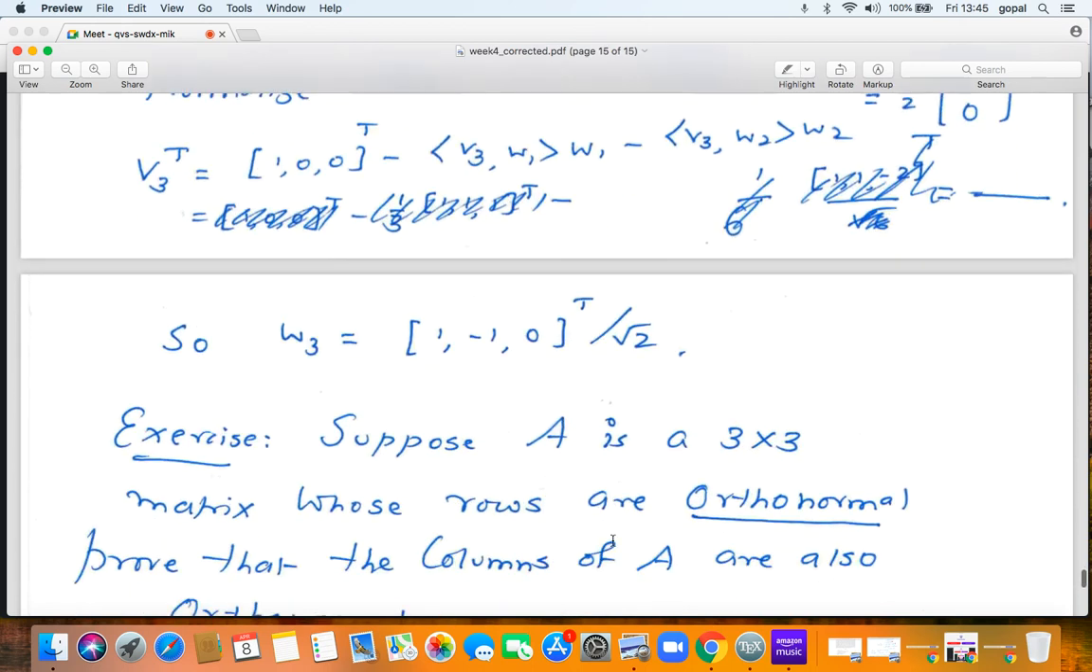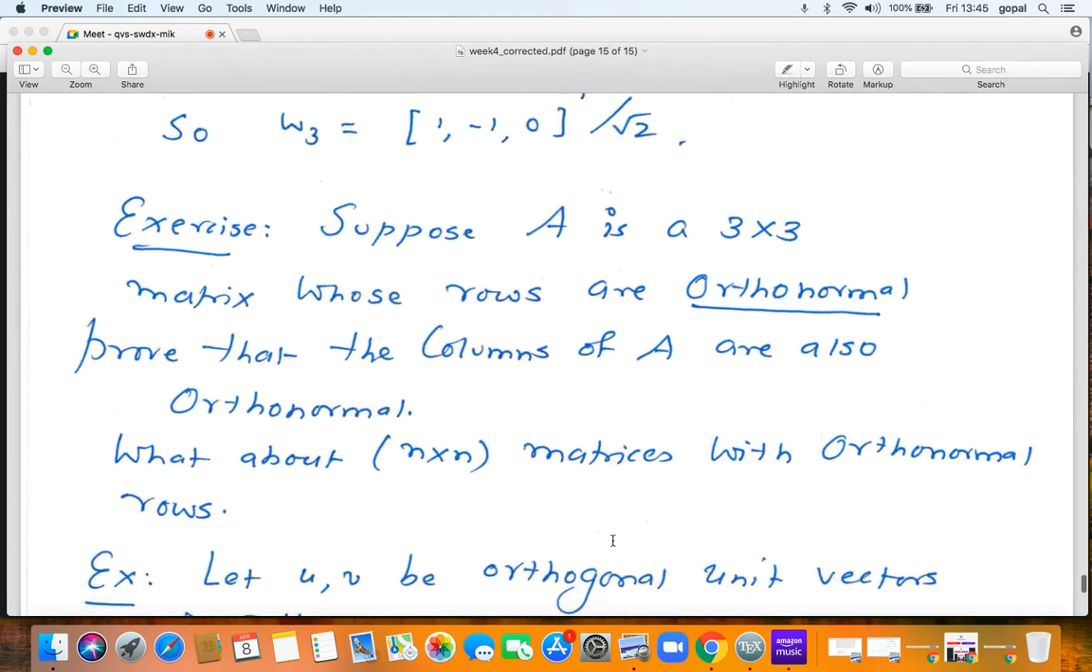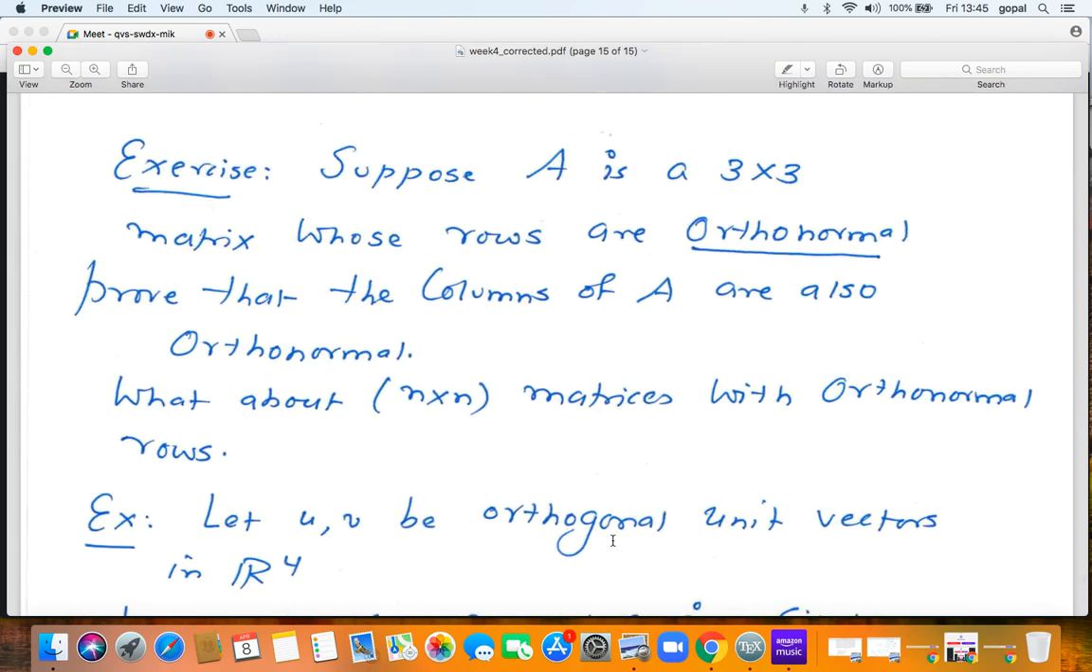Okay. Now, here is an exercise for you. Suppose A is a 3 cross 3 matrix whose rows are orthonormal. Prove that the columns of A are also orthonormal. Let's see how to do that. A is a 3 cross 3 matrix whose rows are orthonormal. A has rows R1, R2, R3, and R1, R2, R3 are an orthonormal system.